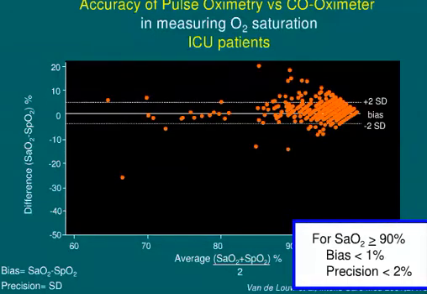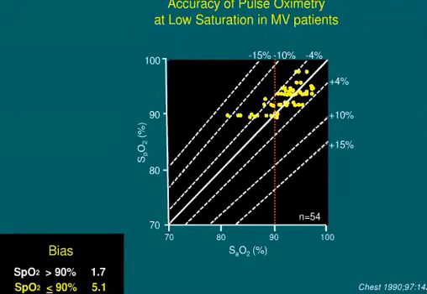was less than 2%. Now, it's well known that the accuracy of the pulse ox decreases at lower oxygen saturation. In fact, in the study that we did in ventilated patients, we found that if the saturation was 90% or above, the bias was pretty good. It was about 1.7. But when the saturation goes down, the bias goes up to as much as 5.